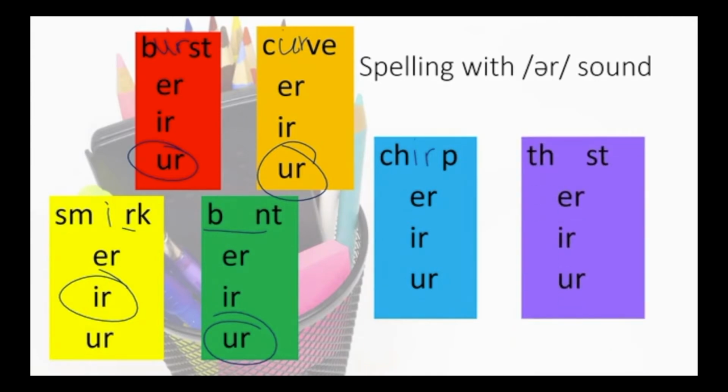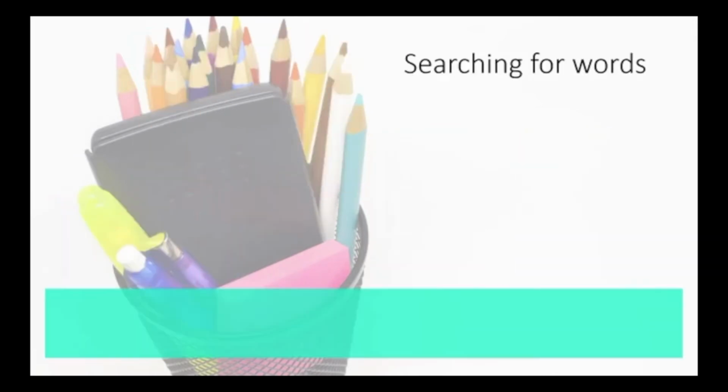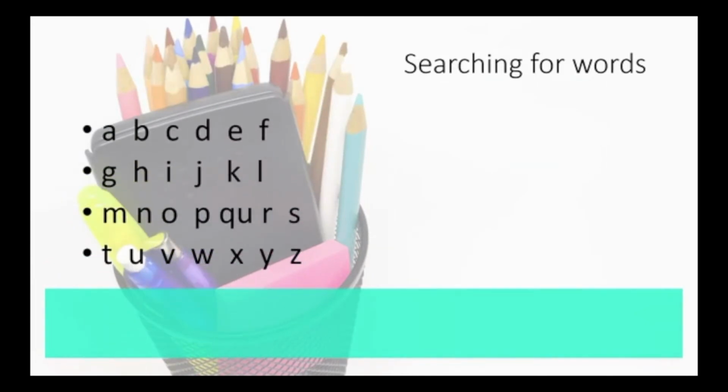And the last one is thirst. And maybe I already know that that one's IR without even having to look. That's fine too. So we're going to practice searching for words by doing an alphabetical search. And our letter boards at school looked like this, and I know you don't have access to these at home, so I want you to be able to see the letters in order.